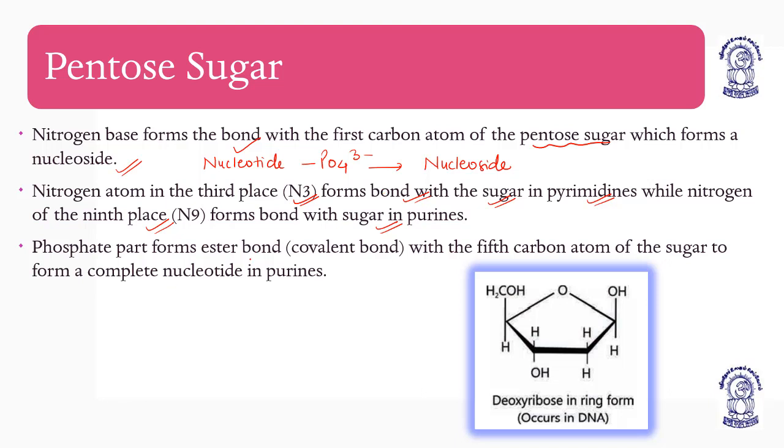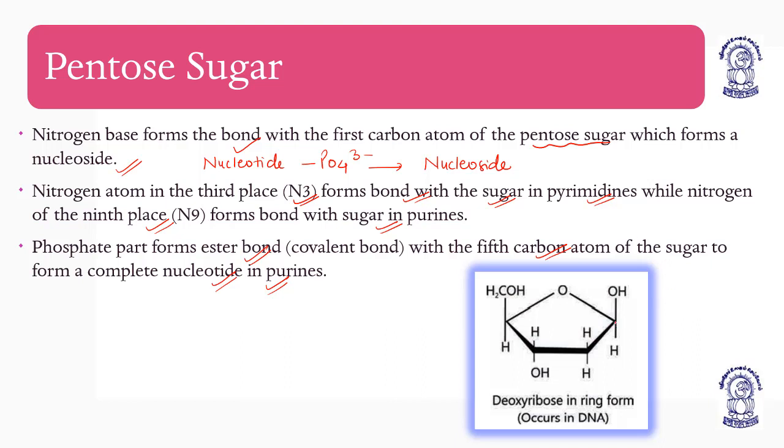The phosphate part forms a phosphodiester bond, which is an ester linkage, a covalent bond, with the fifth carbon atom of the sugar to form a complete nucleotide.